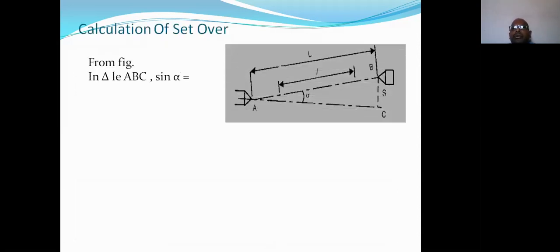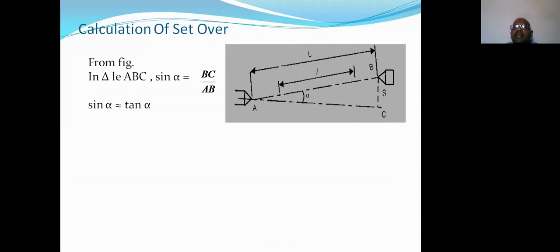Simple formula. Observe, S is this particular value, and small d by 2 is at this particular location, and capital D by 2 is at this particular location. Please observe carefully. So this is small d by 2 and this one is capital D by 2. Now, in order to calculate that, sin alpha equals, let us consider the full length L and alpha, sin alpha equals BC, that is the offset required, divided by AB, that means the total length.